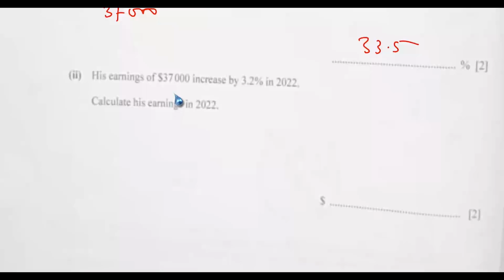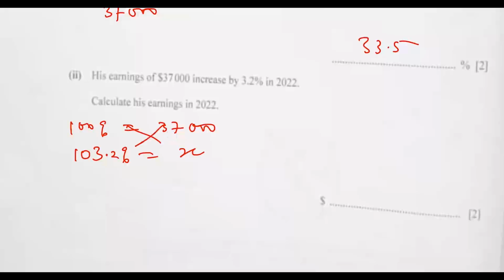His earnings of 37,000 increased by 3.2% in 2022. Calculate his earnings in 2022. So at 100%, he has $37,000. When there is an increase of 3.2, that would be 100 plus 3.2, that will be 103.2% will give X dollars. So we need to get this.